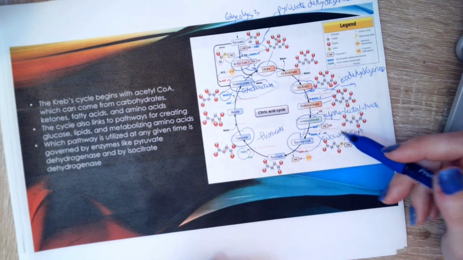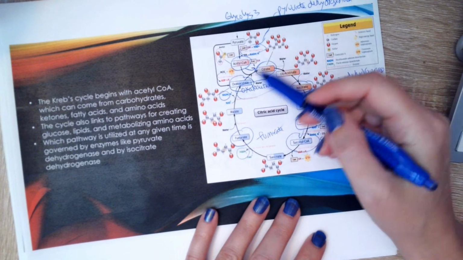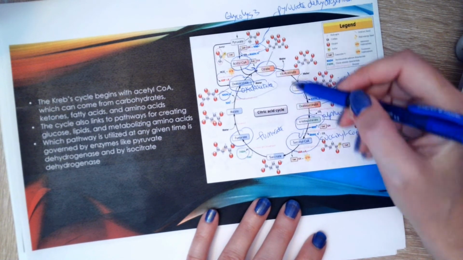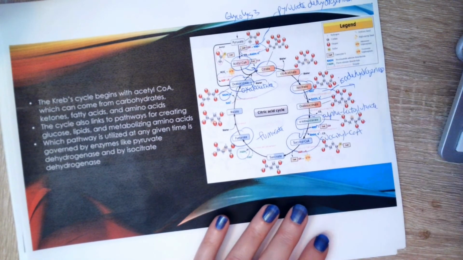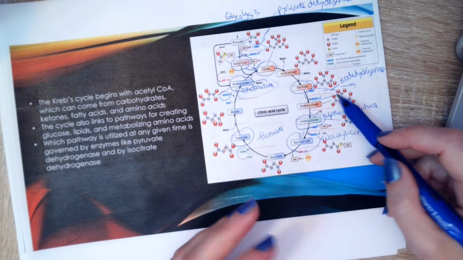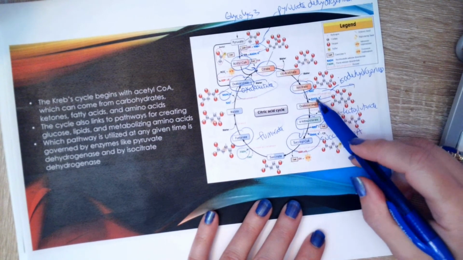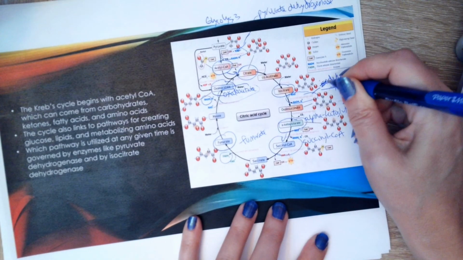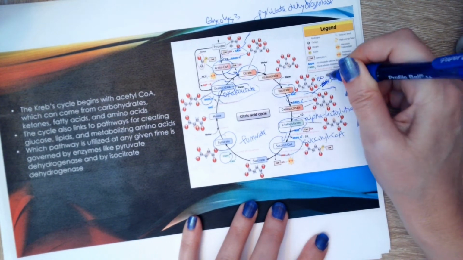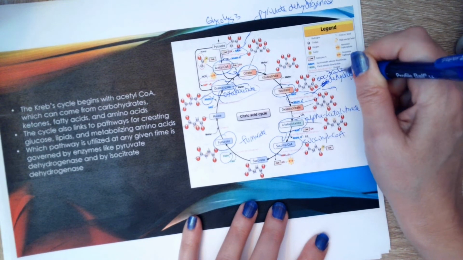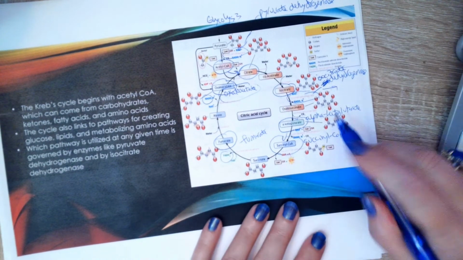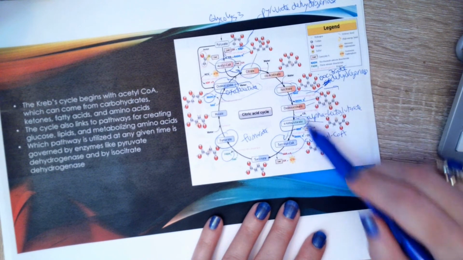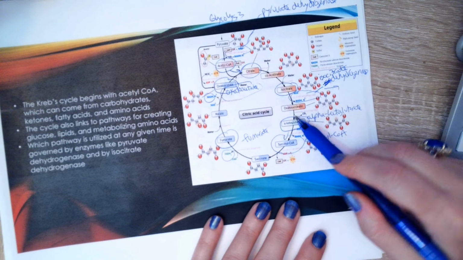So if you have a lot of, say, pyruvate dehydrogenase, that means you're going to make a lot of acetyl-CoA and feed into the beginning of the Krebs cycle. And maybe you also happen to have a lot of isocitrate dehydrogenase, sorry, my mouth moves faster than my pen. So isocitrate dehydrogenase changes isocitrate into oxalosuccinate.